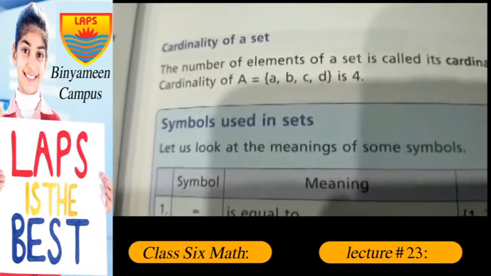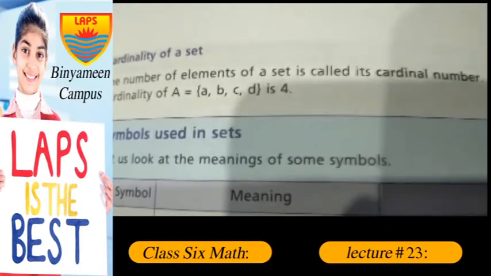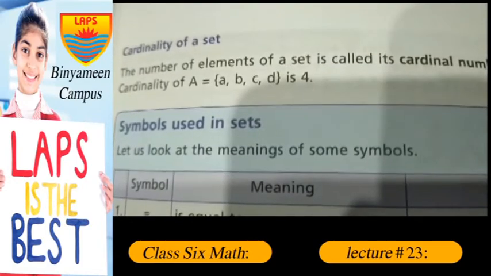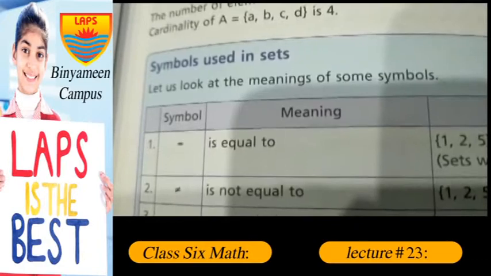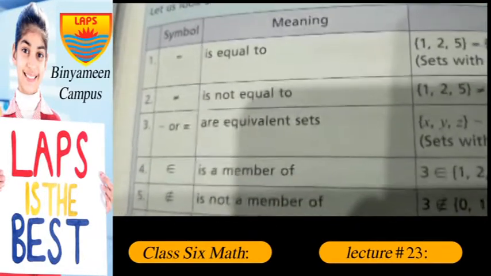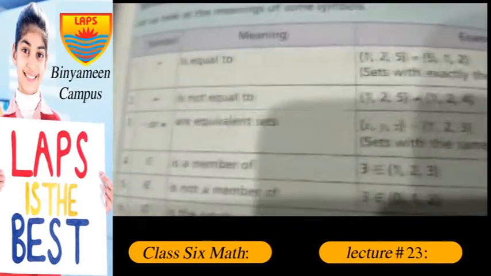Cardinality of a set. The number of elements of a set is called its cardinal number, and the cardinality of set A = {A, B, C, D} is 4. Symbols used in sets: students should learn these symbols, their meanings and examples.